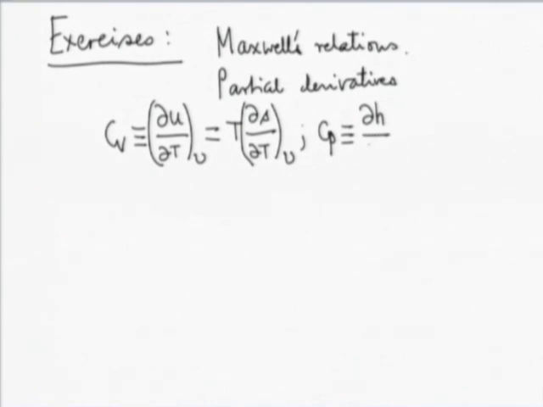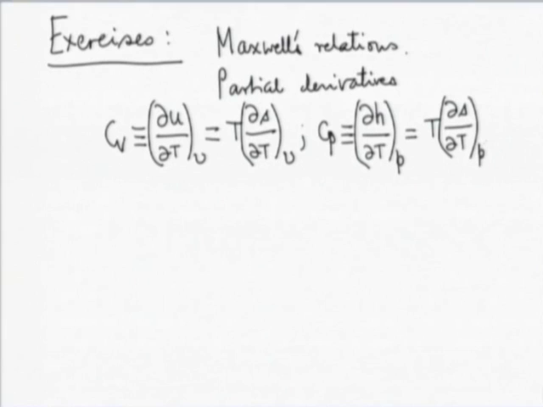Cp, which is defined to be partial of H with respect to T at constant P, is temperature into partial of S with respect to T at constant P. So wherever we see CV or partial of u with respect to T at constant V, we should not hesitate to put it, and wherever we see CP, we should not hesitate to put this.